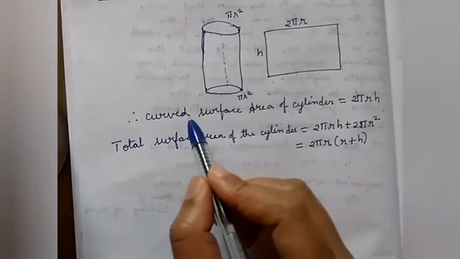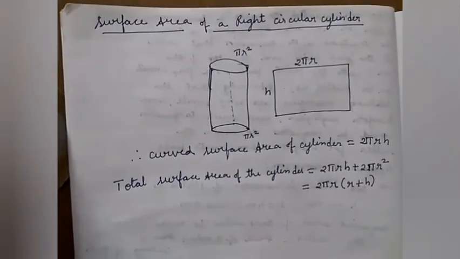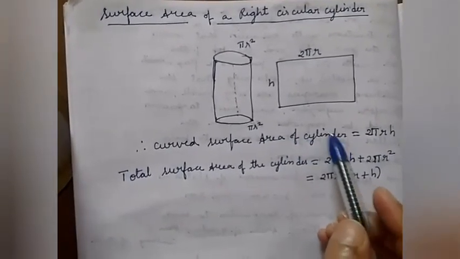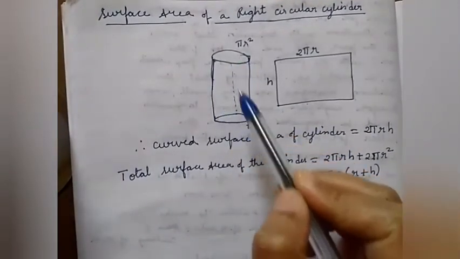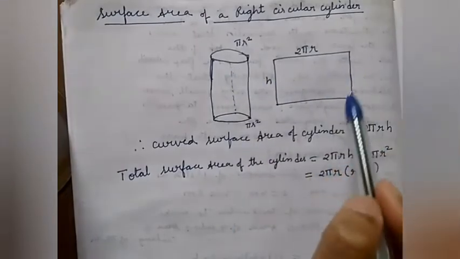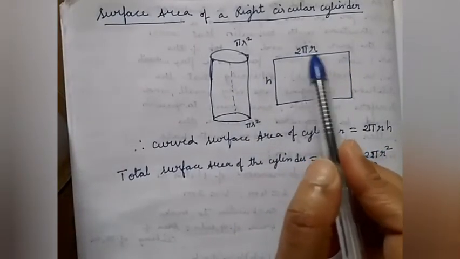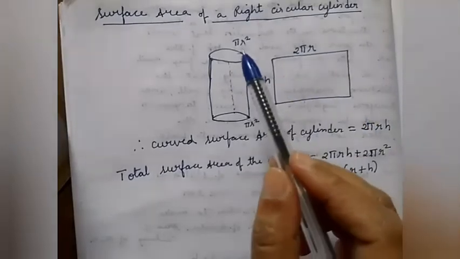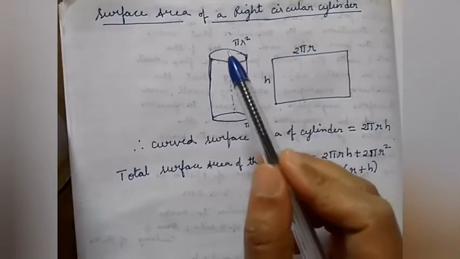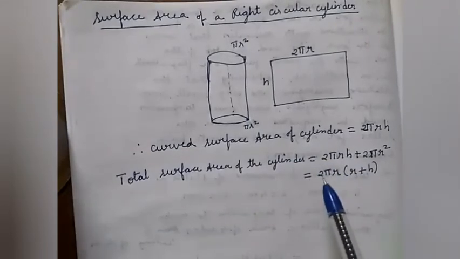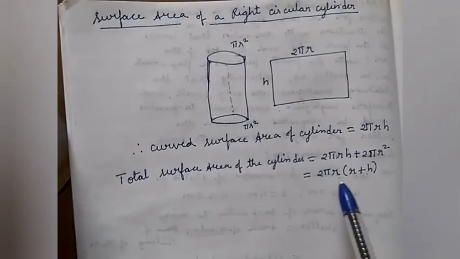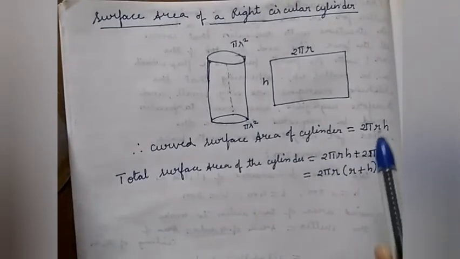So the curved surface area of the cylinder is this curved shape. If we cut it open, we get a rectangle, and the area of the rectangle is 2 pi r into h. And the total surface area, that is the curved shape plus the area of the circles, is equal to 2 pi r into r plus h.